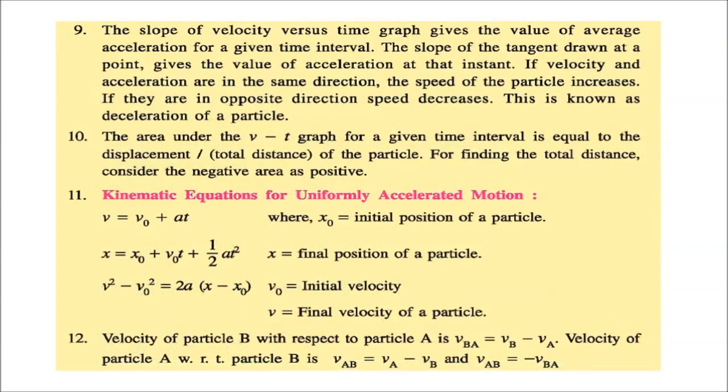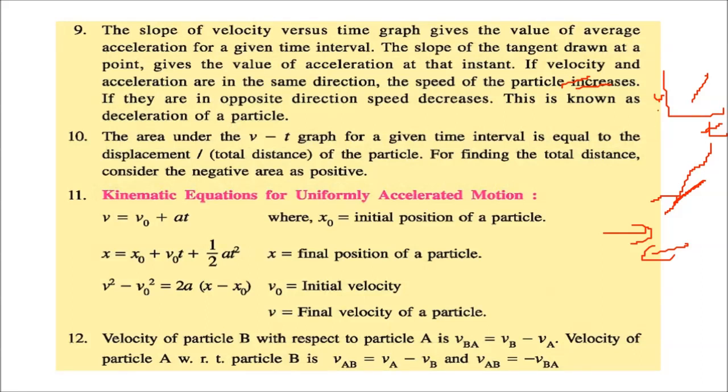When we talk about the VT graph, this is V, this is T. The slope in the VT graph gives you the average acceleration of a given time interval. The slope of the tangent which is drawn at some point, say if the graph is like this, the tangent is being drawn here, it gives you the acceleration at that instant. If velocity and acceleration are in the same direction, the speed of the particle is increasing. If they are in opposite directions, meaning opposite sign, the speed is decreasing. This is known as the deceleration of a particle.